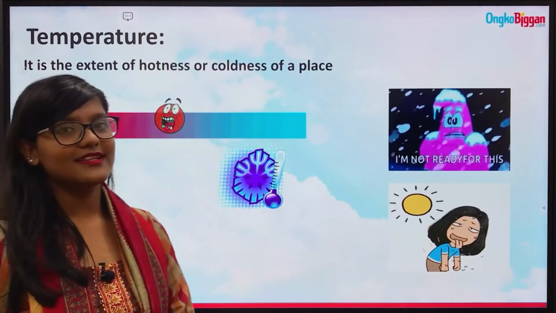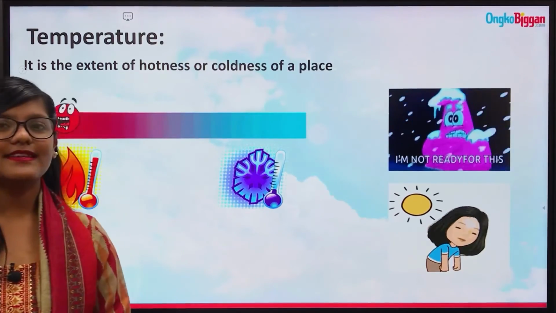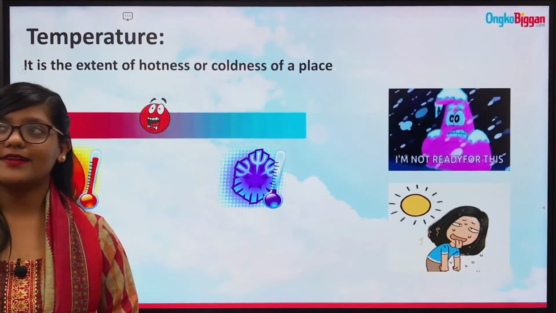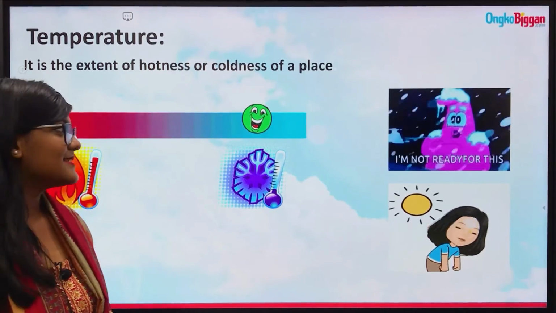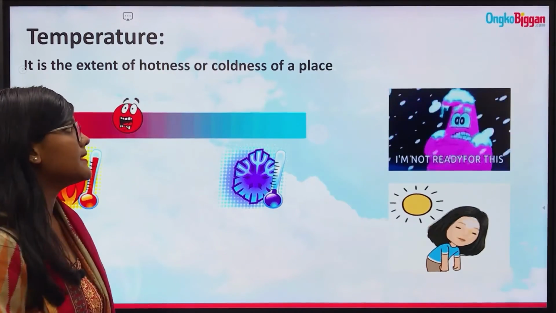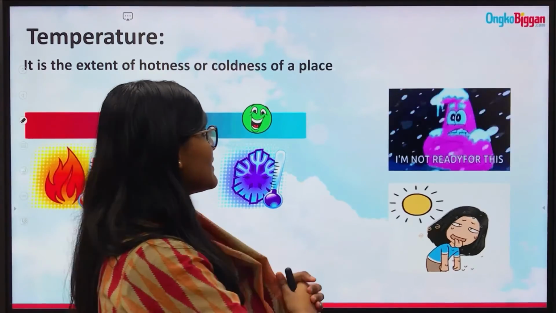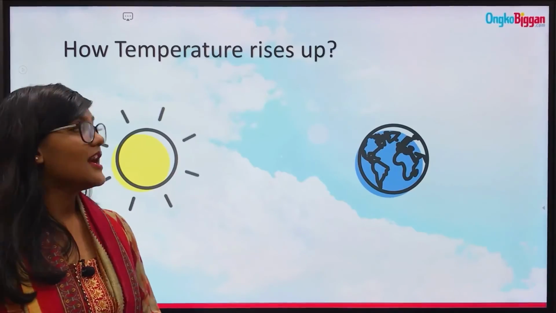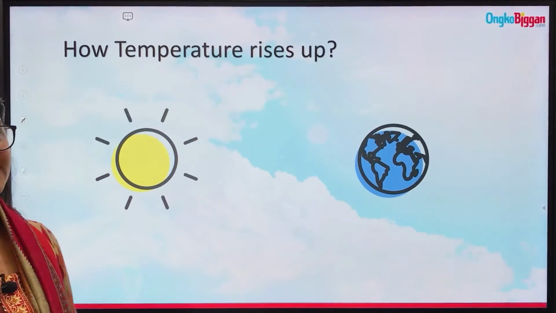So firstly, what is temperature? Basically by temperature we measure how cold or hot an object is. So it is the extent of hotness or coldness of a place. Like here we can see a cartoon is shivering in cold. Now we will see how temperature rises.